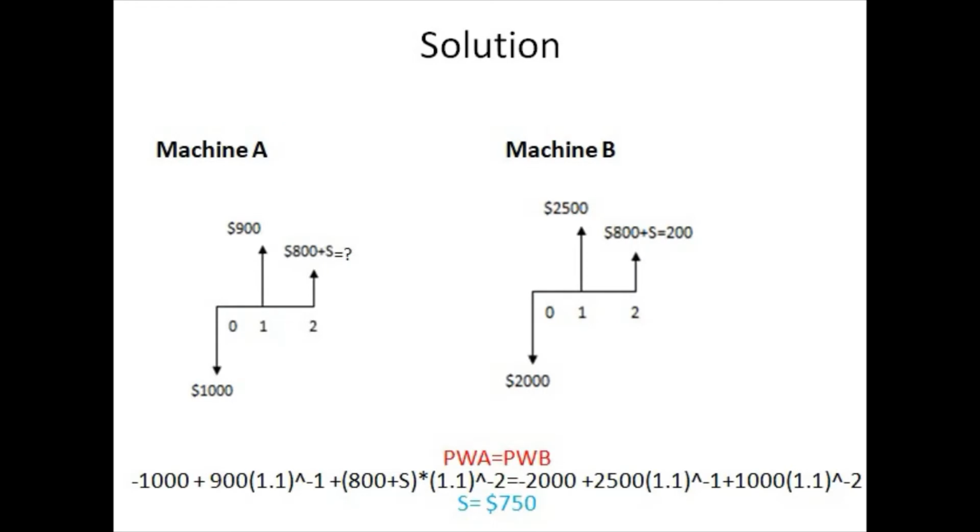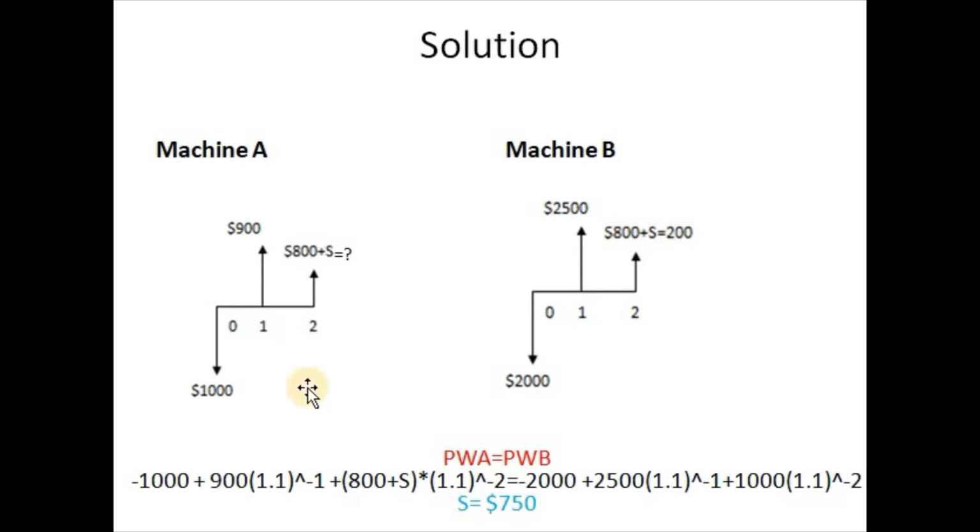So first of all, we will draw the cash flow diagram of A and B. You see, I stopped here at year 2. I didn't use year 3 because the study period is 2 years. And this is the cash flow for B. You see here at year 2, we have $800 plus the salvage value of 200.